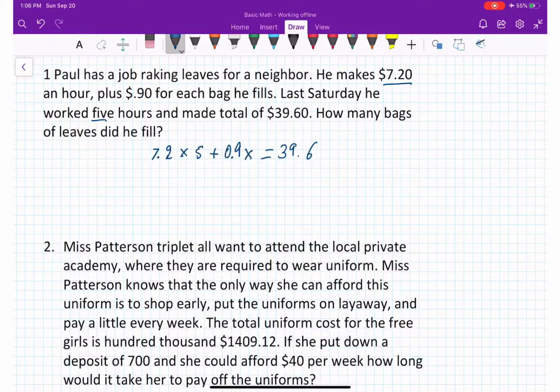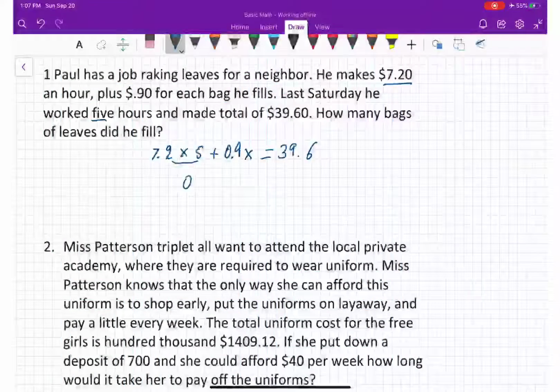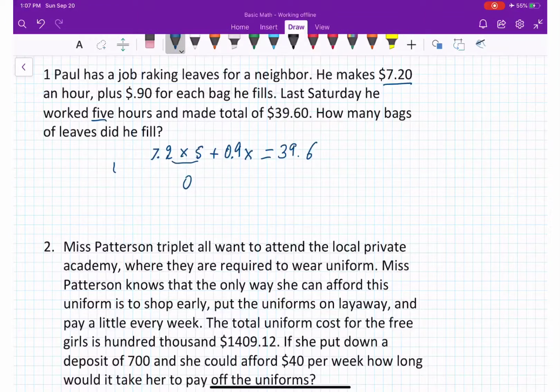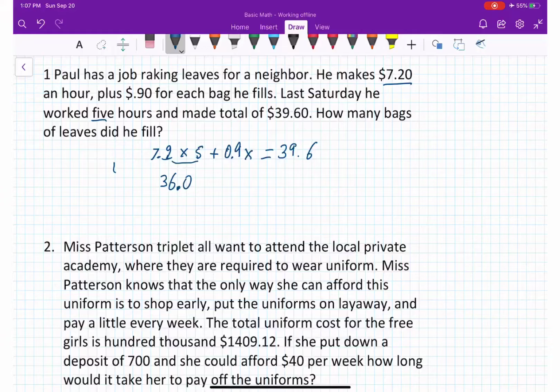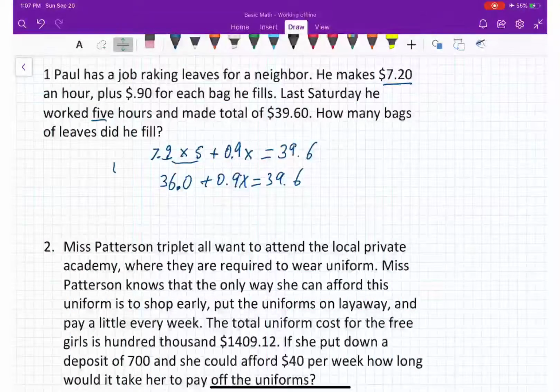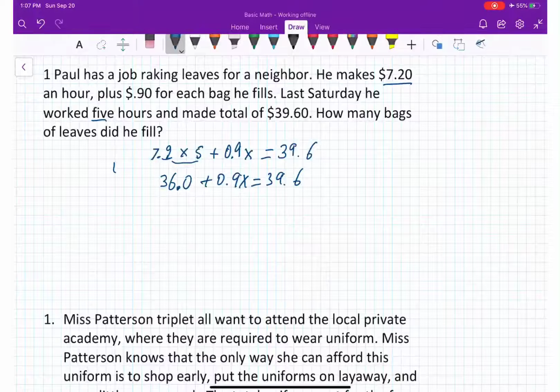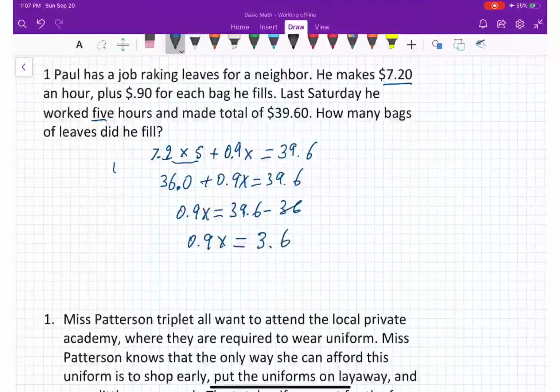All right, 7.2 times 5. 5 times 2 is 10, 1 in mind. 5 times 7, 35, and 1, 36. Only one position for decimal, so 36. Plus 0.9x equals 39.6. Okay, from here, 0.9x is equal to 39.6 minus 36. And we're getting 0.9x is equal to 3.6.